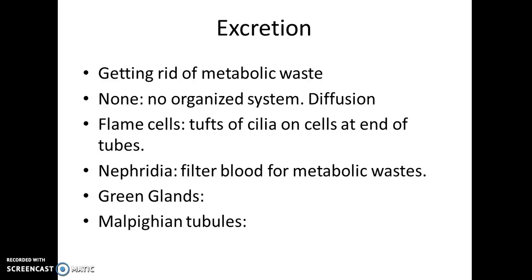Green glands and Malpighian tubules are found in arthropods and pretty much do the same thing. They filter the hemolymph and get rid of the nitrogenous waste. They will dump the nitrogenous waste into the digestive system so it can be excreted out of the rear end of the arthropod.